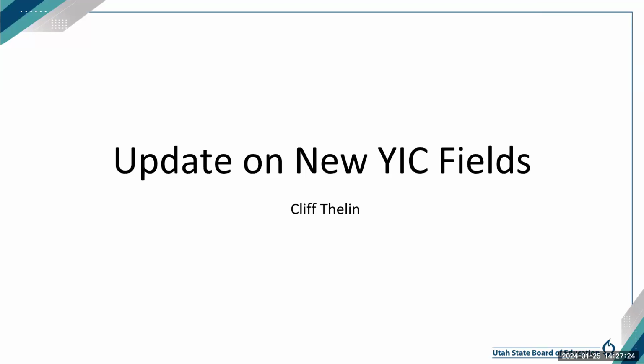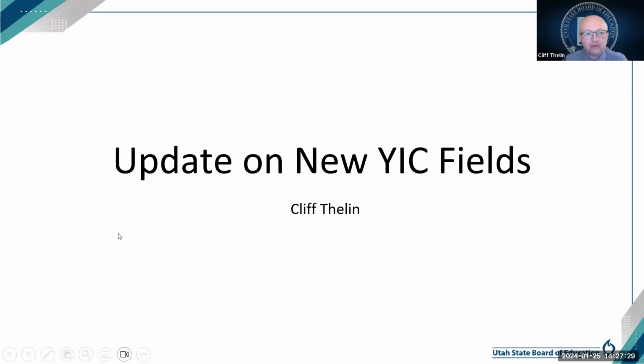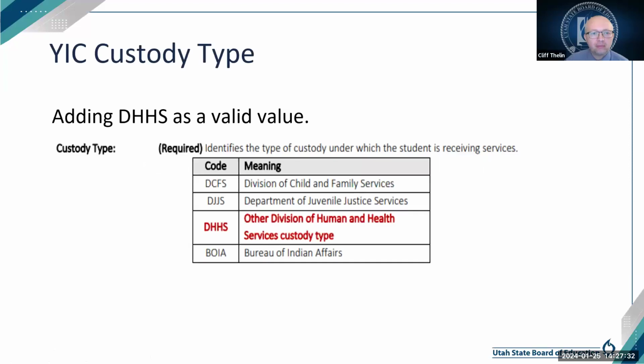Thank you. So I'll be going through some similar detail about the new youth and care fields. Go to the next slide. First off, we've got the custody type field that we're adding a new value to. As discussed, as shown there in red, this is an addition. This is the same thing that you'll see on the clearinghouse specification. This screenshot shows the Division of Human and Health Services custody type now being available. Go to the next screen.